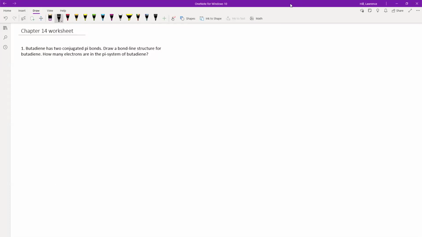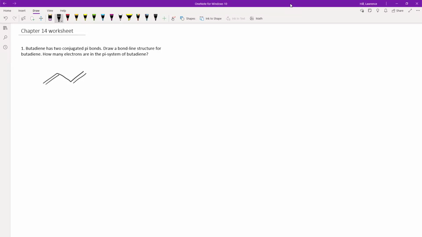How many electrons are in the pi system of butadiene? So if we draw a bond line structure for butadiene, sometimes you'll see this written 1,3-butadiene, but in the case of butadiene, it's unnecessary to give the locants for the double bonds because there's nowhere else to put them. You can't have a diene in butadiene without them being at the 1 and 3 positions. But if it were pentadiene, then you would need to indicate where the double bonds are. Anyway, that's a bond line structure.